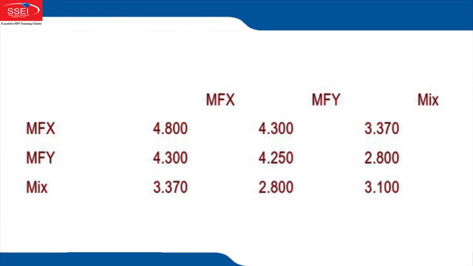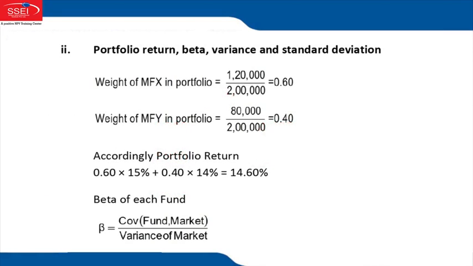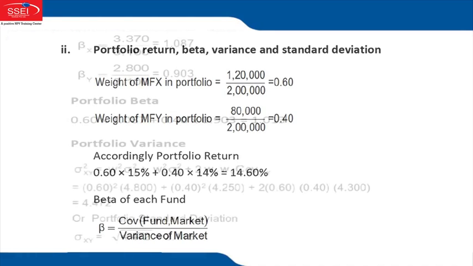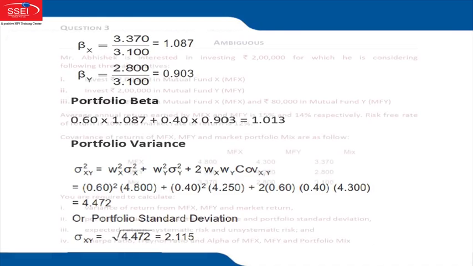Now, many people don't know this. In the variance covariance matrix, the diagonal represents variance. Okay. Accordingly, if somebody wanted to calculate beta, beta would have been so easy because the beta of X would be the covariance of X with market divided by variance of market. So it's 3.37 divided by 3.1. Similarly, beta of Y would be 2.8 divided by 3.1. Okay, so it's simple stuff. Anyways, let's read the question.